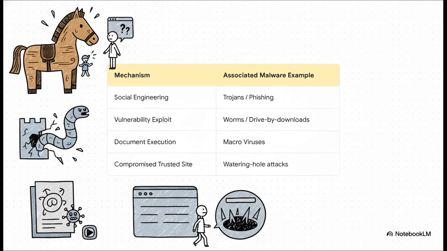A Trojan horse, for example, has to trick a person into running it. That's social engineering. A worm, though, is different. It doesn't need to trick you at all. It actively exploits a bug in the software to wiggle its way in. Macro viruses hide out in documents, just waiting for you to open them. And watering hole attacks hack a website you already trust and just wait for you to show up. You see the pattern here? The name of the malware often gives you a huge clue about how it propagates.